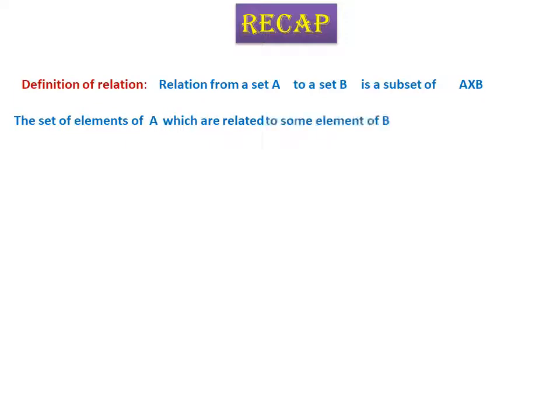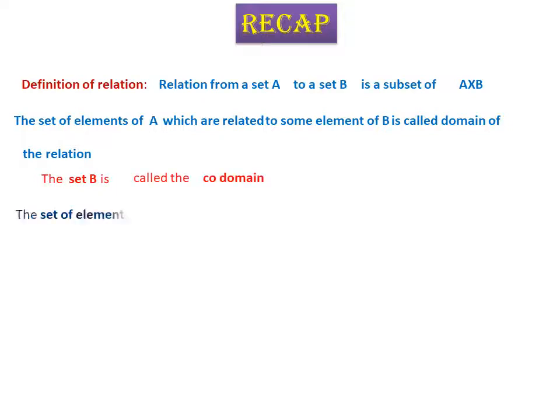This is the definition. Relation from a set A to another set B is a subset of A cross B. So the set of elements of A which are related to some element of B is called the domain of the relation, and the set B is called the codomain, and the set of elements of B which are related to some element of A is called the range. So these are the four important concepts. One is the definition of the relation, second one is domain, then codomain, and the range. So these are the things we studied.